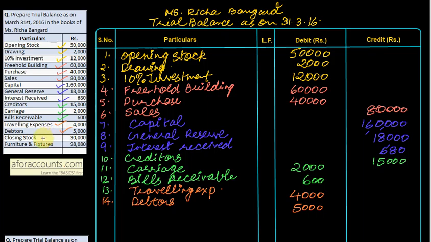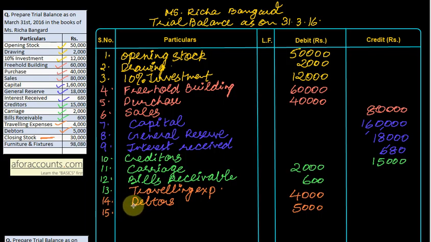Closing stock. When you see closing stock, remember what I said. It is a trap. It is nowhere to be placed in your trial balance. Just write a note below the trial balance: closing stock is equal to 30,000. Opening stock comes in the trial balance. Closing stock is never recorded in the trial balance. Never record closing stock in your trial balance. Okay?